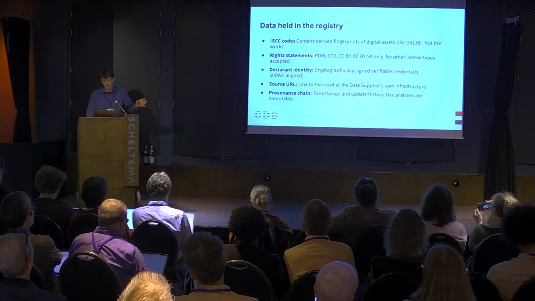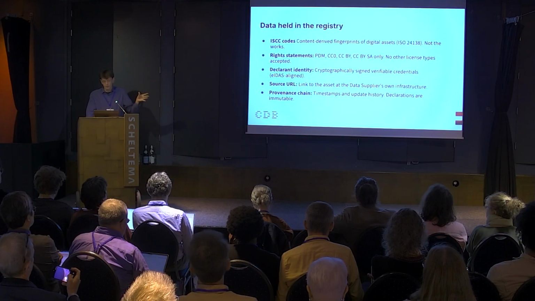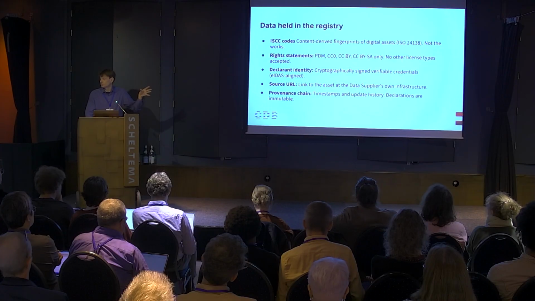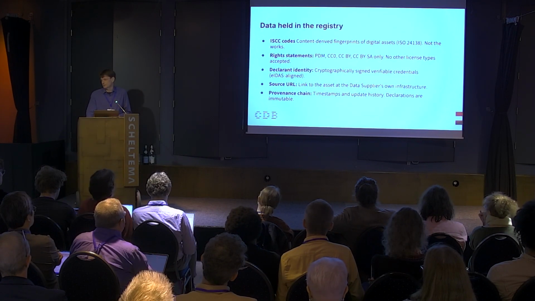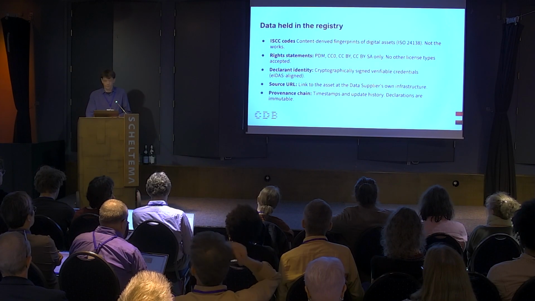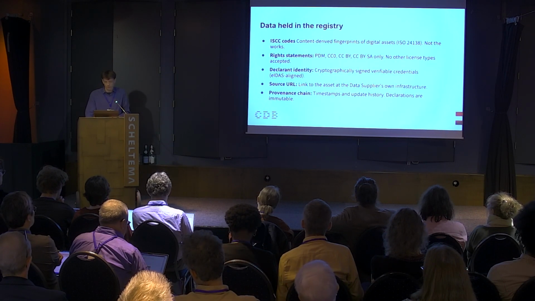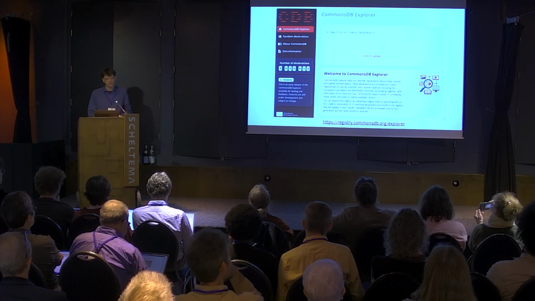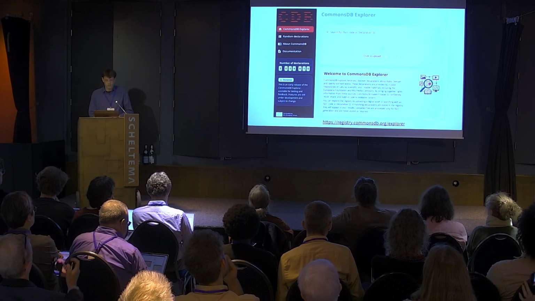Each registry has these codes that I mentioned. It has rights statements that describe the status of the work, noting that because this is for public and openly licensed assets, only a selected set of license types are accepted. We also have the identity and credentials of the declaring party, a link to the data supplier's original infrastructure, and some provenance chain about which declaration was made, how, and whether things have been changed. That can be explored in a very simple interface.